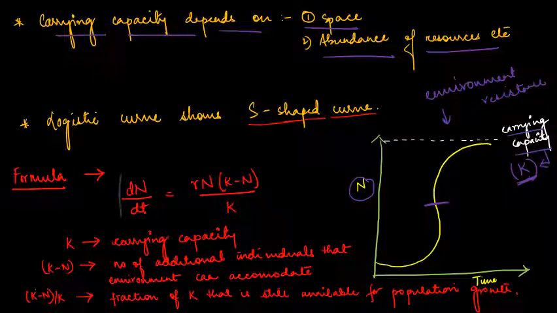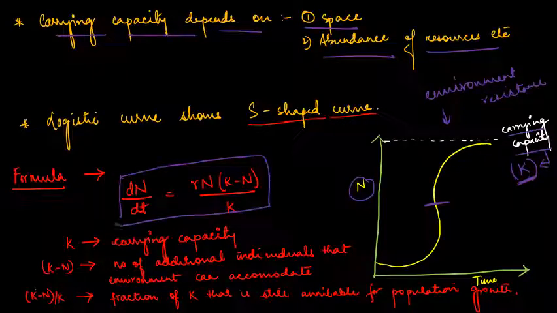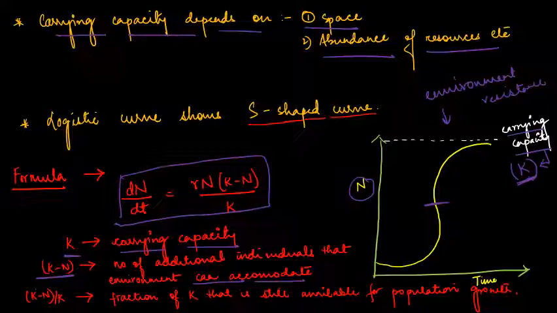So this is the formula for the logistic curve, that is dN by dt equals rN, same as the exponential, but here one fraction is added, (K minus N) by K. Now what is K here? K is the carrying capacity, right? K minus N is the number of additional individuals that the environment can accommodate before reaching carrying capacity. K minus N and (K minus N) by K are the same concept, but one is in normal value, the other is in fraction.